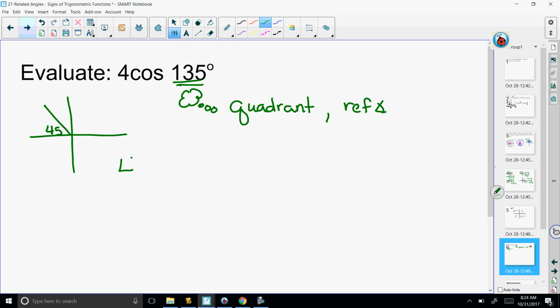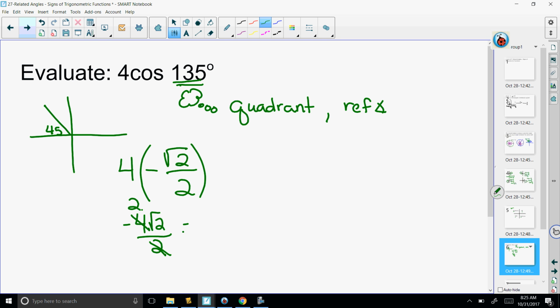So I think to myself, it's going to be 4 times the cosine. What do you know about cosine in the second quadrant? It's negative, so I'm going to put my negative down. And now I have 45 degrees as a reference. What's the cosine of 45 degrees? Radical 2 over 2. So I am multiplying those. You're going to get -4 radical 2 over 2, but you can reduce the 2 and the 4. So your answer is -2 radical 2. So the first thought, figure out what quadrant and the reference angle. From there, just go ahead and calculate sine, cosine, tangent of your reference angle. The quadrant's going to determine what the sign is.